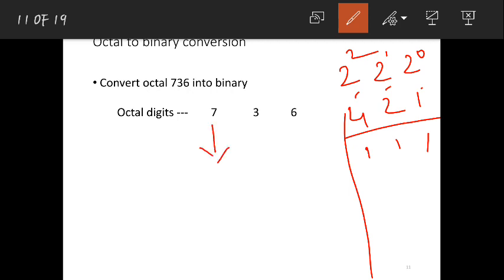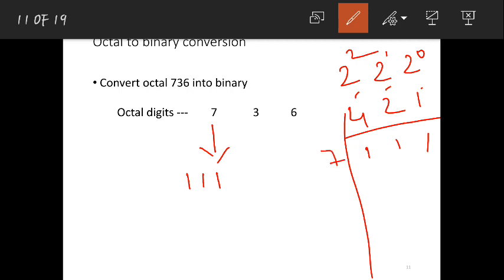What do I need to do first to convert it into binary? First, I need to write each digit in the form of 3 bits. I need to write it only in 3 bits; 4 bits are not required. So 1 1 1 I have written for 7.